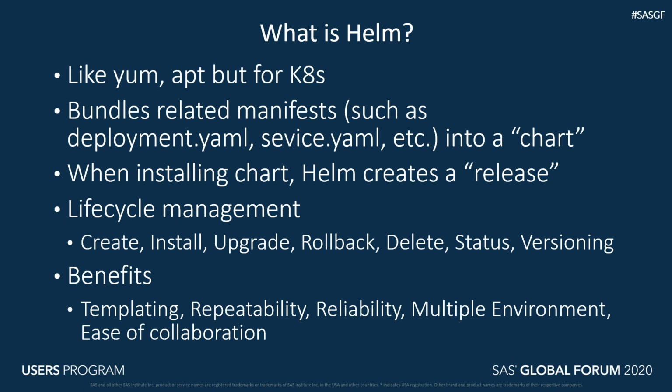When installing the chart, Helm creates a release. So we take a chart with all these different kinds of YAML files and manifests, we deploy it, and that creates a release running in Helm. It has lifecycle management that it can do as well: create, install, upgrade, rollback, delete, give status, do versioning, those kinds of things. The benefits it also provides are templating, repeatability, reliability, multiple environments, ease of collaboration. So we'll talk about some of these things as we go along in the course here.